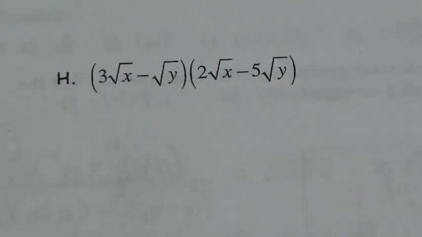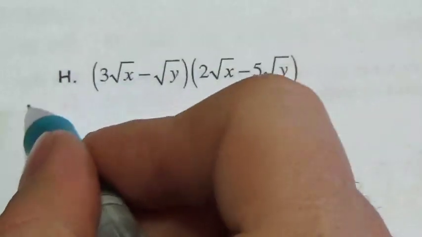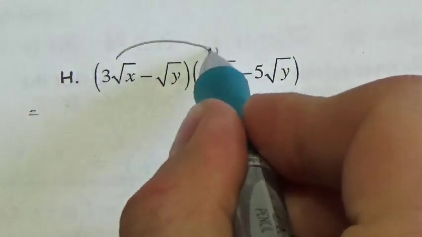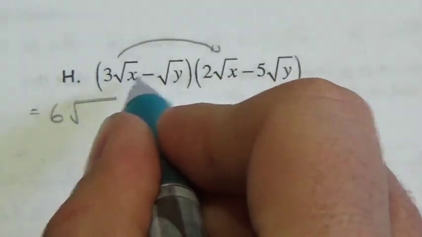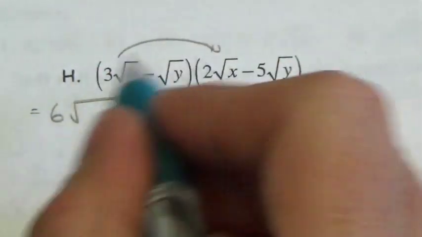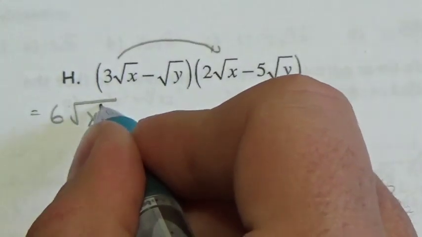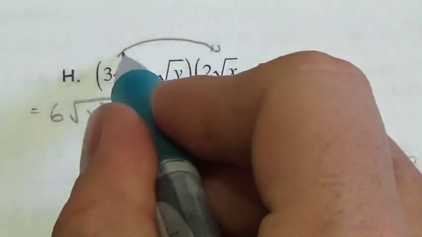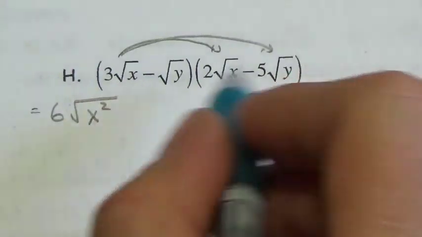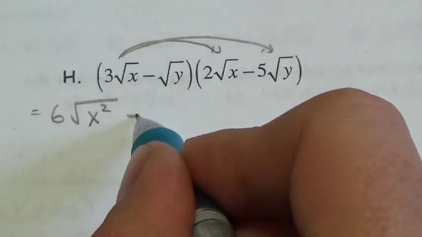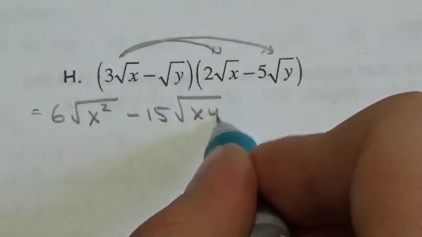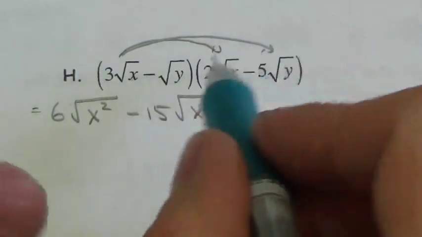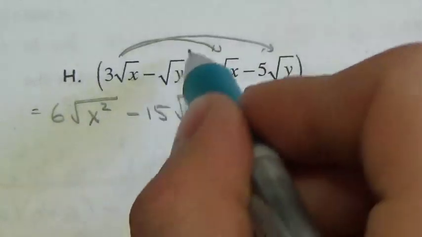Next. Okay, this one's got some letters in it. That's fine. But it's the same question as what we just did there. So first we're going to take the first term, multiply it across here. So multiply the coefficients. 3 times 2 is 6. And then this is going to be x times x, which is x squared. So there are 2 x's in there. Then 3 root x multiplied by negative 5 root y will be negative 15, and then x times y.